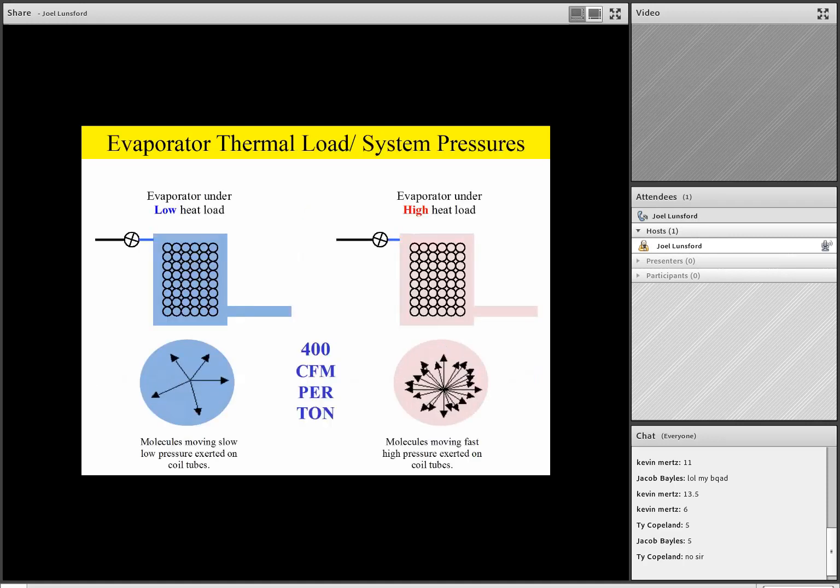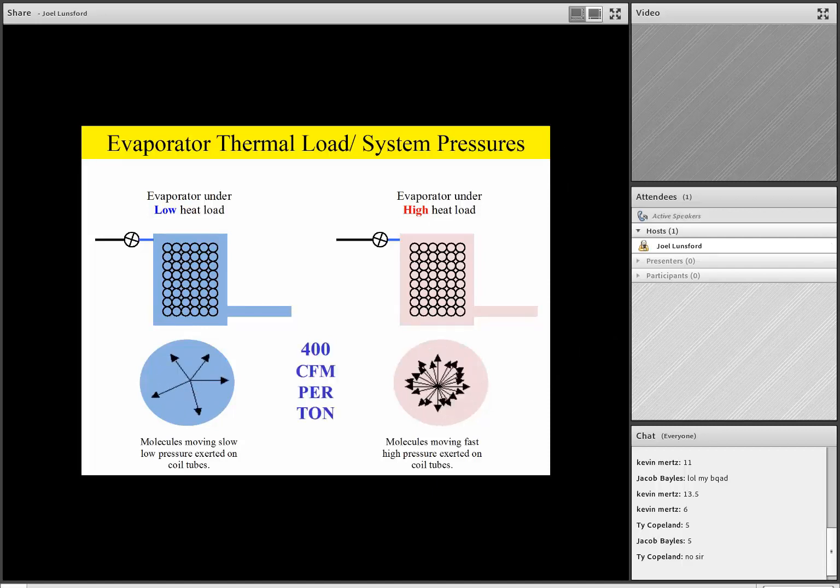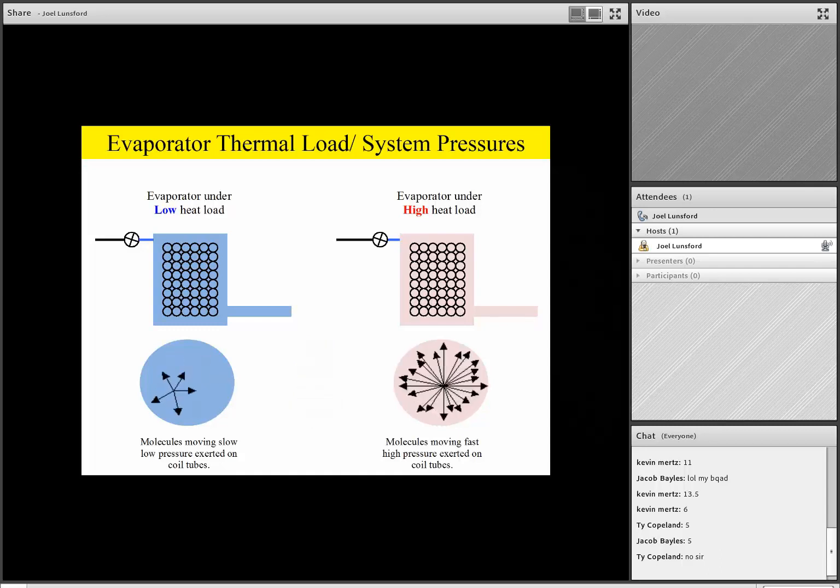Okay, at this time, let's talk a little bit about evaporator thermal loading and system pressures. You'll notice on the left-hand side we're graphically showing molecules moving slowly within the tubes of the evaporator. And on the right-hand side, we see really vigorous molecules moving fast at a higher pressure in the evaporator coil. And this is an important thermodynamic concept, team. Remember, if the evaporator has low heat load on it, in other words, there's not a lot of heat energy being absorbed into the evaporator, the pressures will be low.